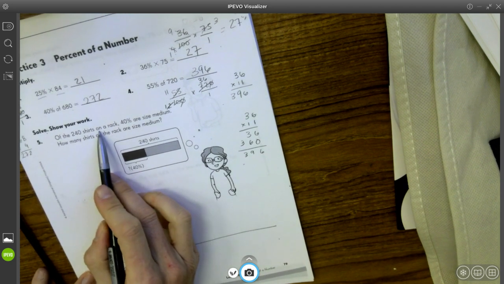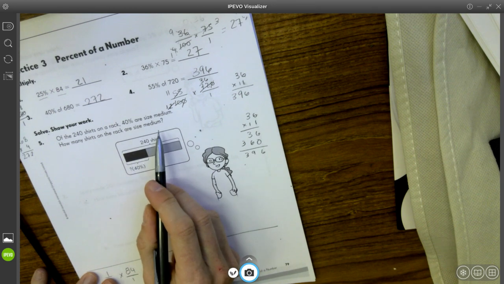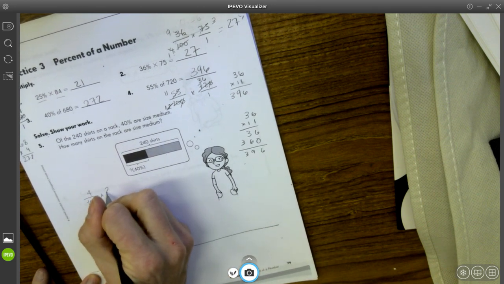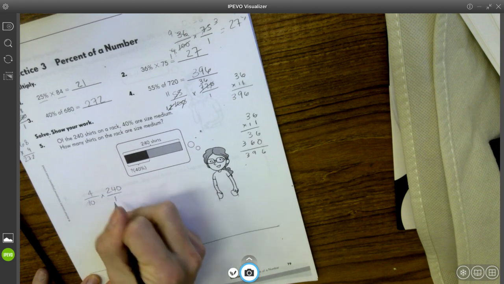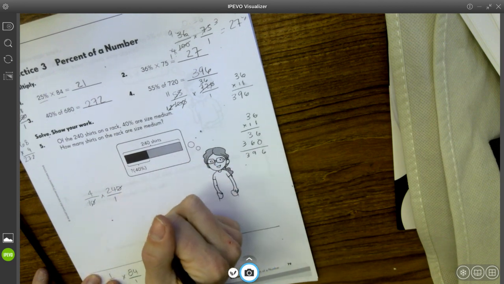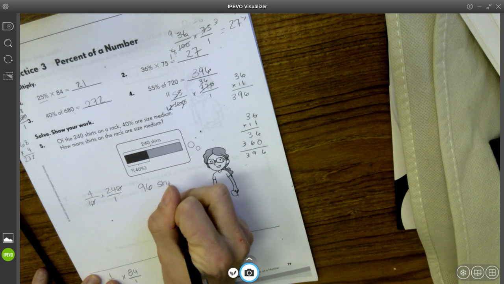All right, here we go. Of the 240 shirts on a rack, 40% are size medium. How many shirts on the rack are size medium? So we want 40% or 4/10 of 240 over 1, divide by 10, divide by 10. 4 times 24. Well, 4 times 25 is 100, so 4 times 24 is 96 shirts.